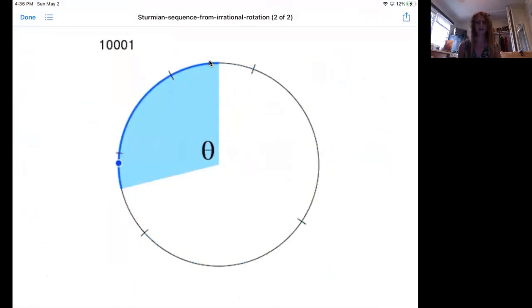You see we make a hash mark everywhere the blue marked point lands, and the hash marks never land exactly on top of each other again.